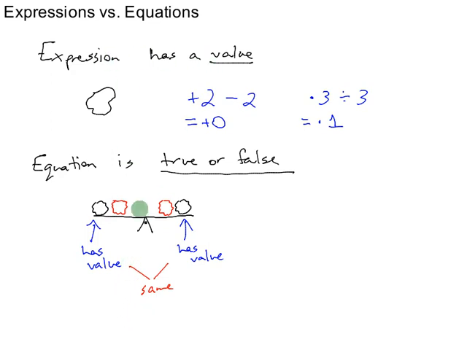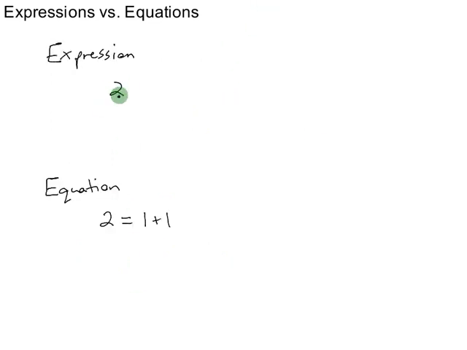So that's the difference between an expression or an equation. So an example, here's an expression, 2. Here's an equation, 2 equals 1 plus 1. An equation has 2 sides to the teeter-totter. It's balanced. These two things have equal values. They look different, but they have equal values.